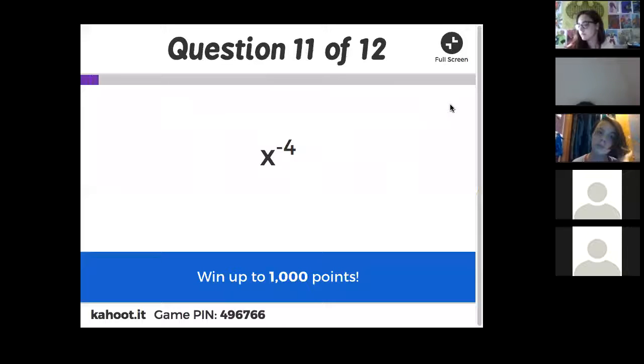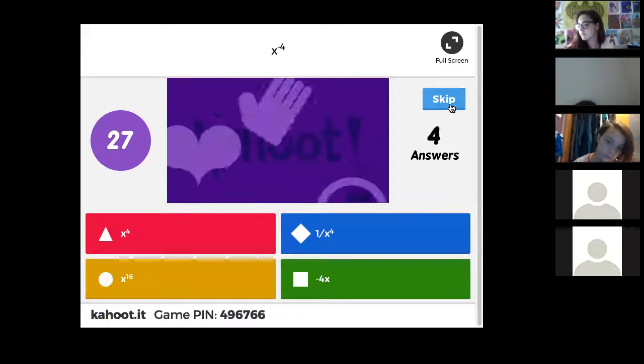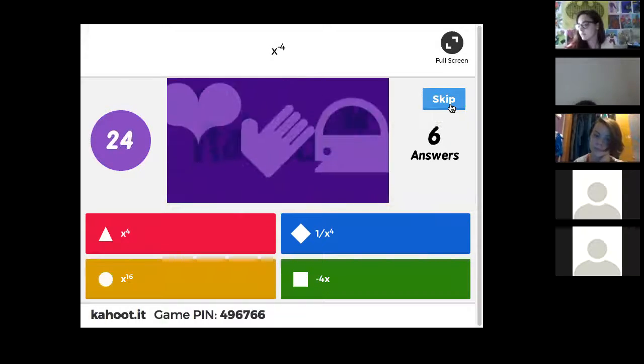A couple more questions. X to the negative 4. How would we rewrite that? X to the negative 4. We're simplifying because we don't like negative exponents.